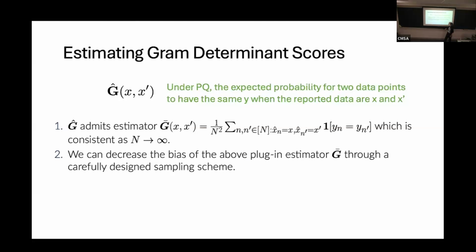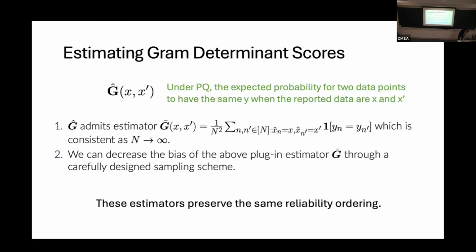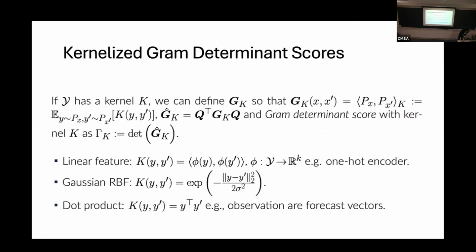A more subtle approach is that we can try to decrease the bias by a carefully designed sampling procedure. We have another estimator that I'm not giving the details of. That way, we can guarantee that the Gram Determinant Score satisfies all our reliability ordering results with a finite number of samples, because the previous one is an asymptotic result. So these estimators do preserve the same reliability ordering that we introduced early on.